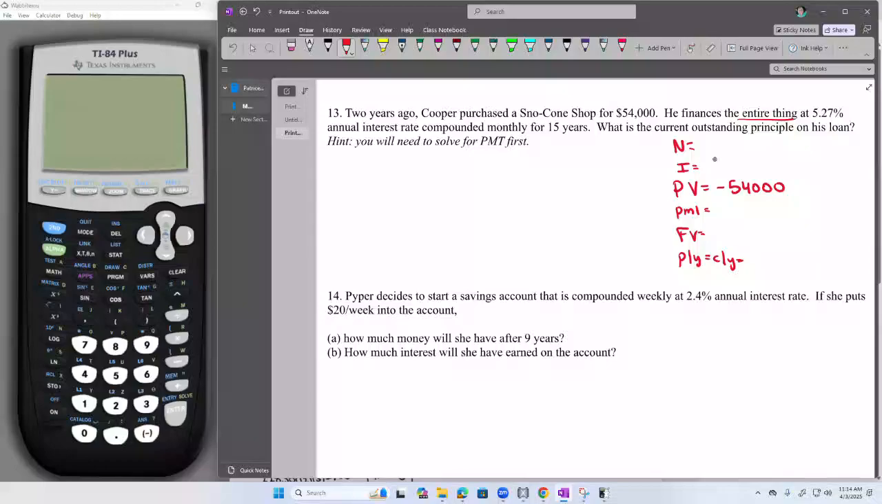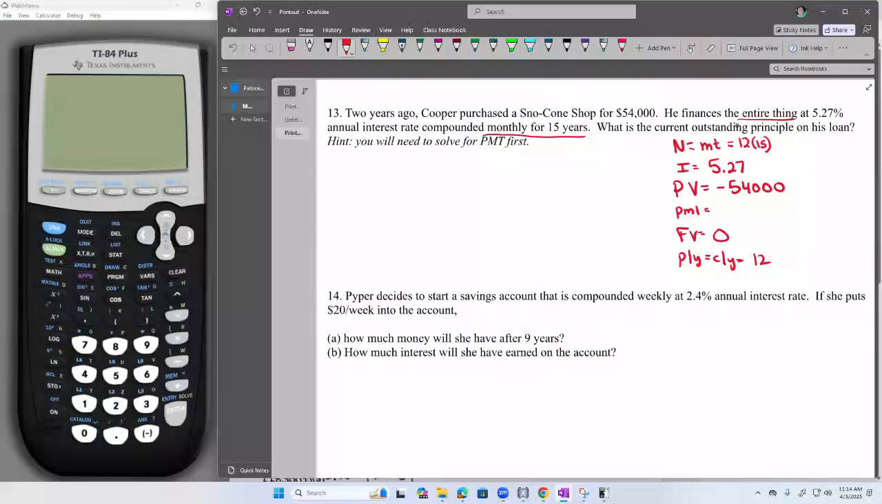Okay, he finances the entire thing at 5.27%. That's my interest rate, compounded monthly for 15 years. So PY and CY are 12. N is M times T, which is monthly times 15. Future value of the loan is 0 because we're going to pay it off.